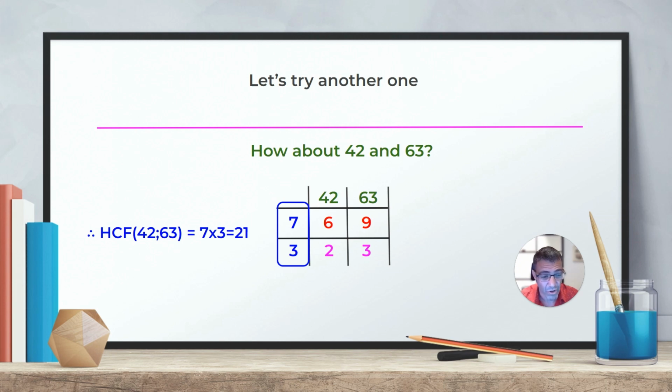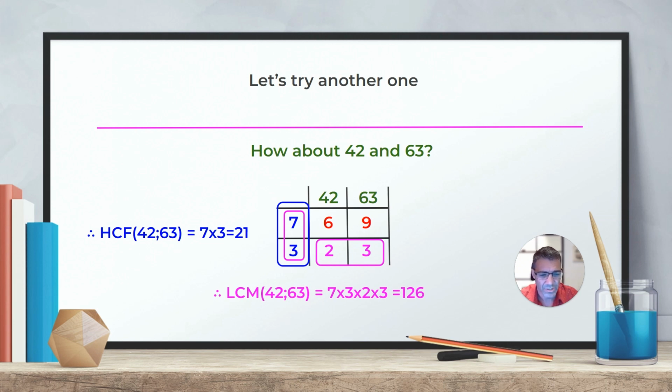And for the lowest common multiple, we'll take the two numbers on the left and the two numbers at the bottom. So the 7, the 3, the 2, and the 3. And we're going to multiply all these numbers, and we're going to find the lowest common multiple. So let's do that. So it'll be 7 times 3 times 2 times 3.